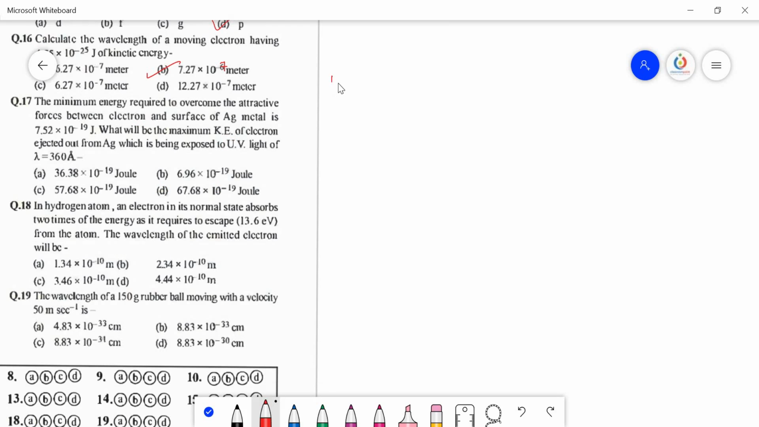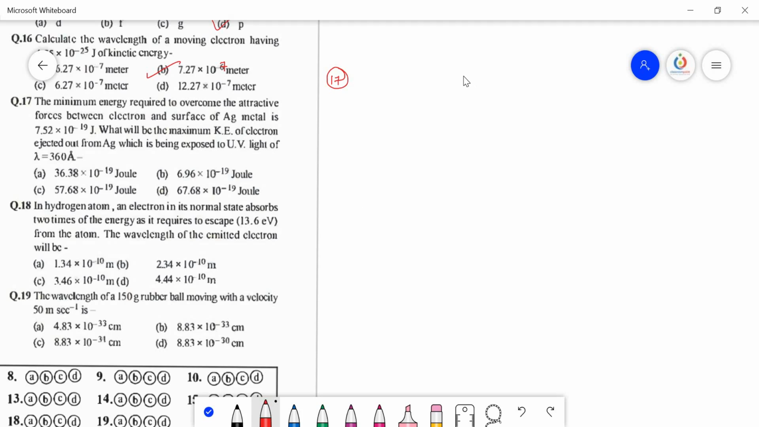Let's solve question number 17. The minimum energy required to overcome the attractive forces between the electron and the surface of silver metal is 7.52 into 10 power minus 19 joules. What will be the maximum kinetic energy of an electron ejected out from silver, which is being exposed to ultraviolet light of wavelength 3360 angstroms?